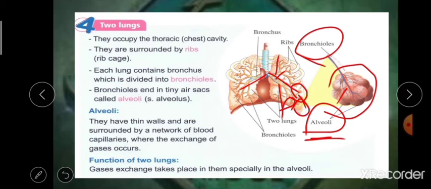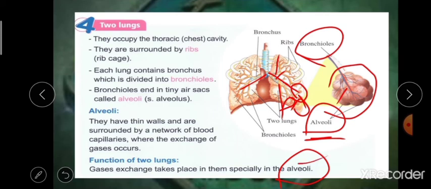What happens during this exchange of gases? Blood gives the alveoli carbon dioxide and gets from the alveoli oxygen. So the exchange of gases takes place inside the alveoli between air in the air sacs, or air in the alveoli, and blood in the blood capillaries. So the air sacs wall is very tiny.